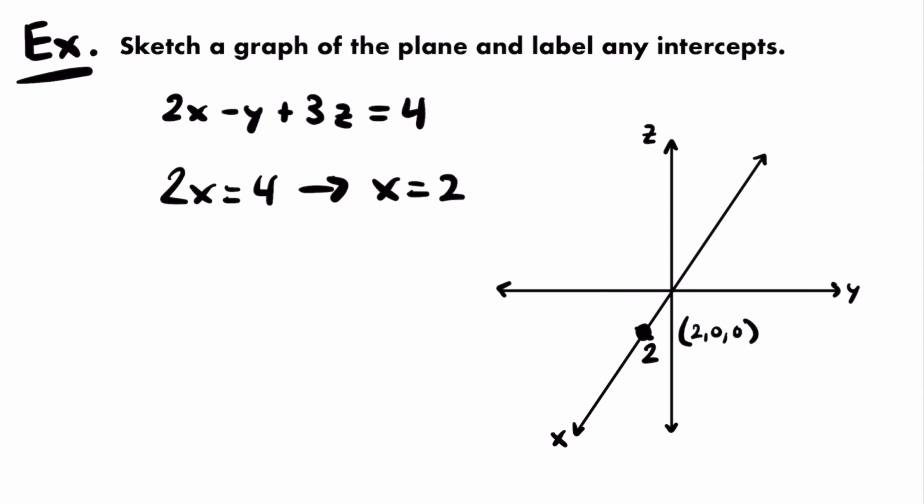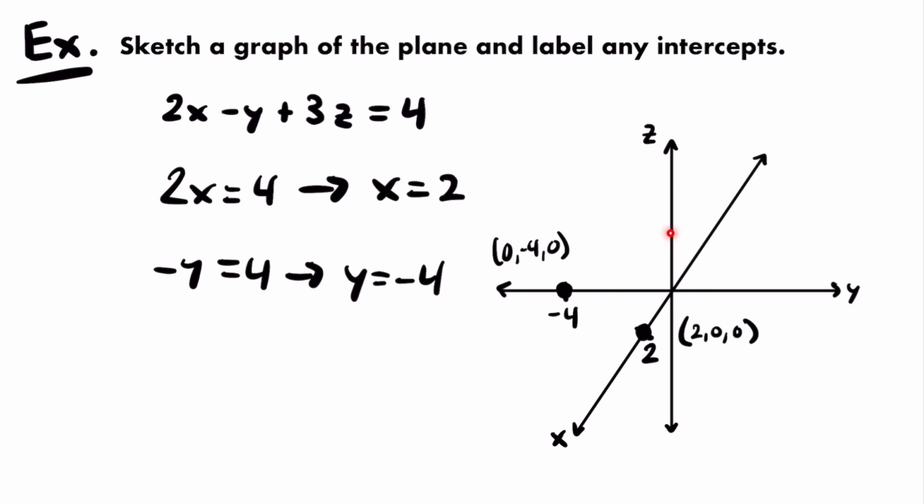And then let's find our y-intercept. So we'll set x and z equal to 0. If we do that, we're just going to end up dividing 4 by negative 1 because we have negative y equal to 4, right? Negative y is equal to 4, which means that y equals negative 4. So negative 4 is the y-intercept. So we're going to be going in the negative y direction here. I'm going to say that right about here is y equals negative 4. And so this point right here would be the y-intercept of 0, negative 4, 0.